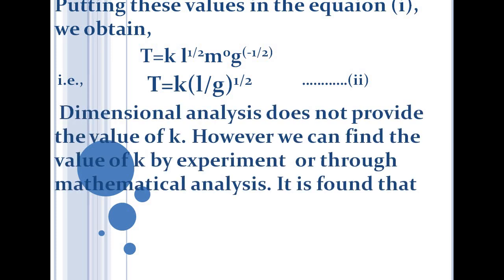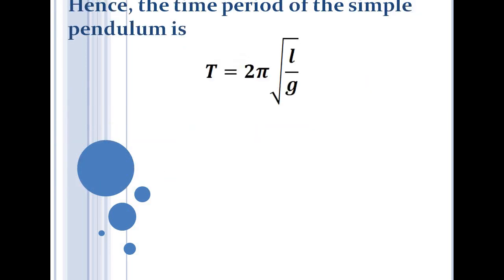K, as already mentioned, is a dimensionless quantity. We cannot find the value of k using dimensional analysis because it has no particular dimension. The value of k can be found mathematically as k equals 2 pi. Thus we can write the time period of a simple pendulum as T equals 2 pi square root of L by g. This gives the time period of a simple pendulum.